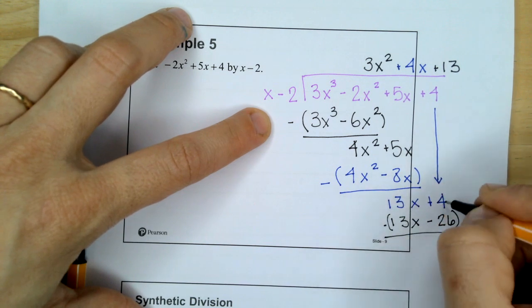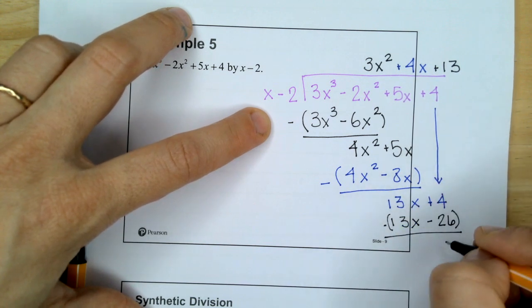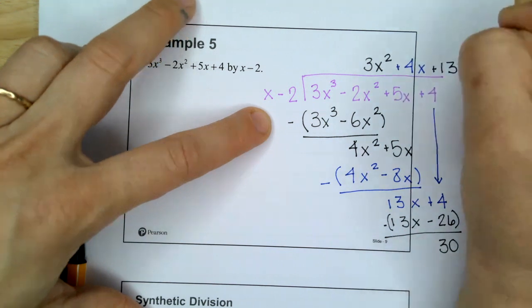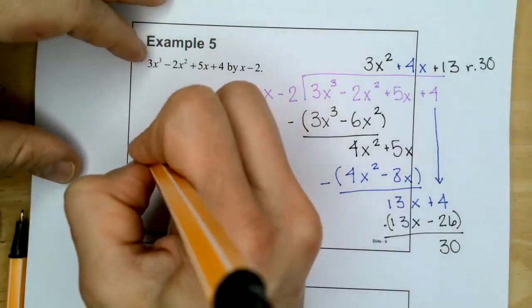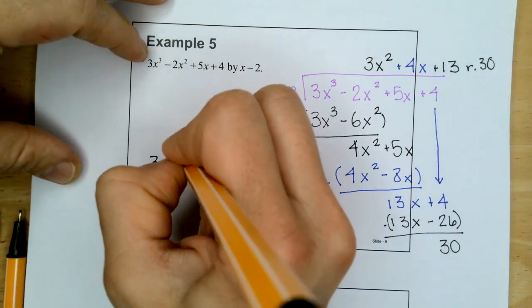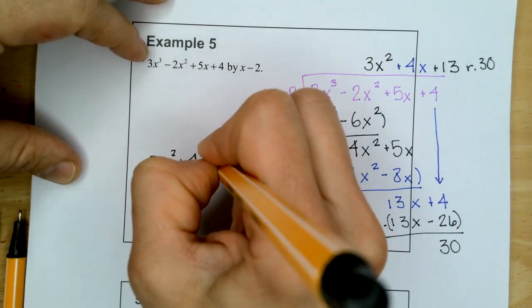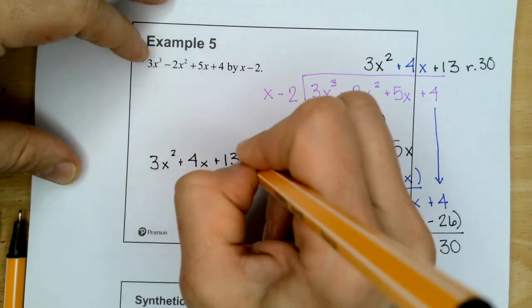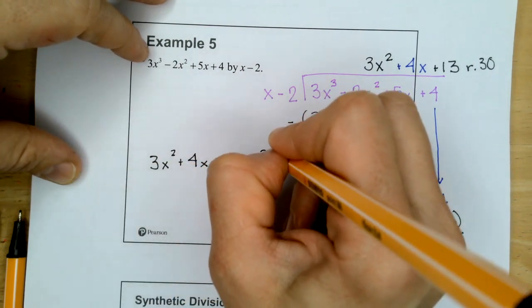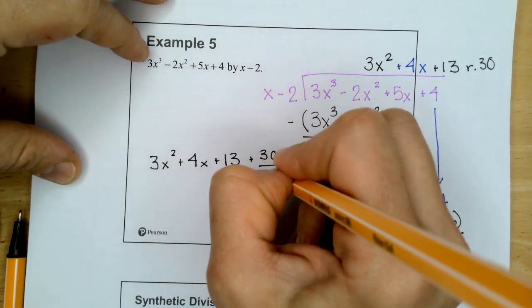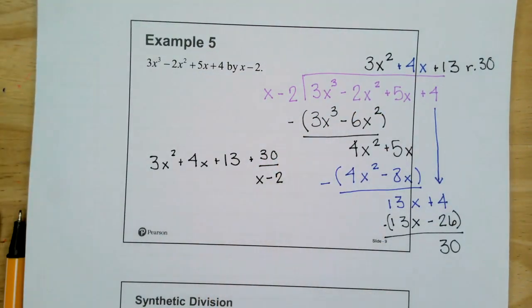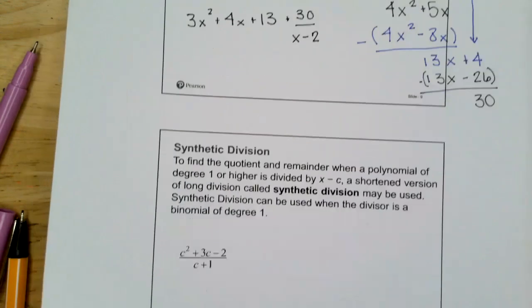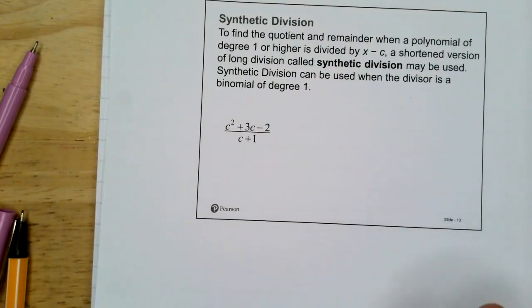13x minus 13x is 0. 4 plus 26 is 30. So we're going to say remainder 30, or 3x squared plus 4x plus 13, and since it's a positive 30, we'll say plus 30 over x minus 2. Okay? All right, now a way to do it faster, okay?